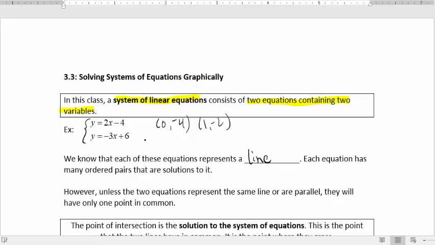For the bottom line, the y-intercept is 6. So (0, 6) is a solution to it. Then if I plug in 1, I get -3 plus 6, so I get (1, 3), right? So on and so forth. So they each have many solutions. In fact, an infinite number of solutions.